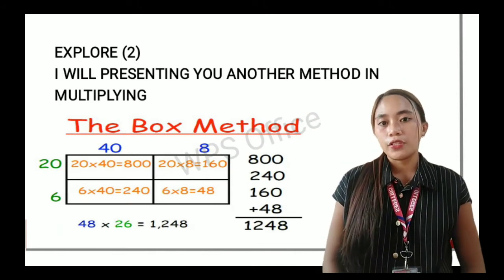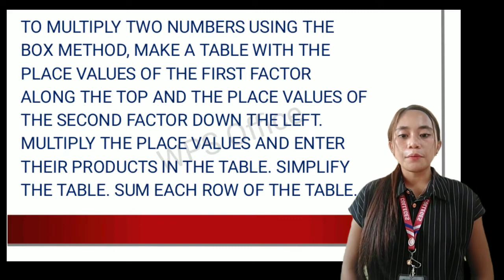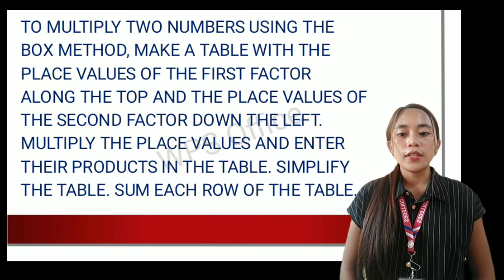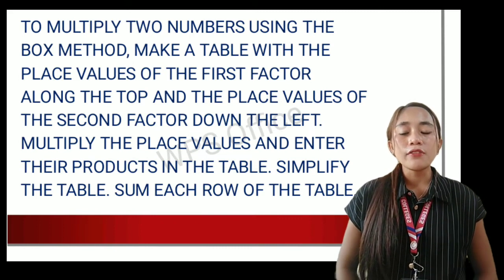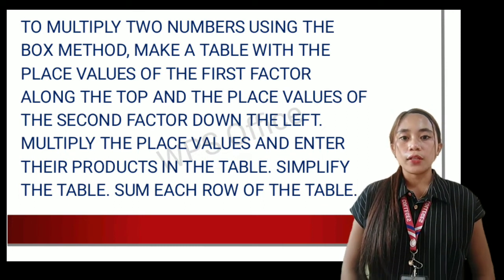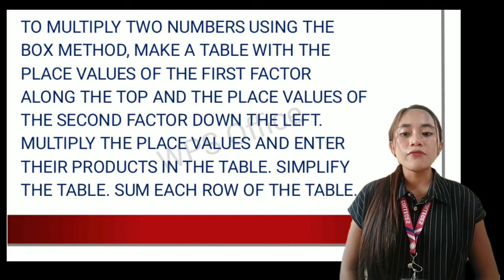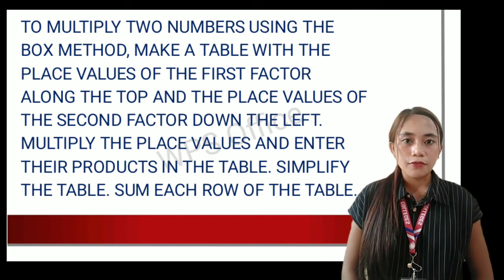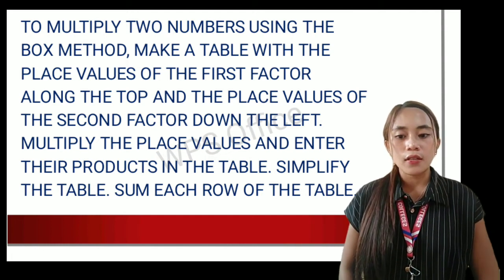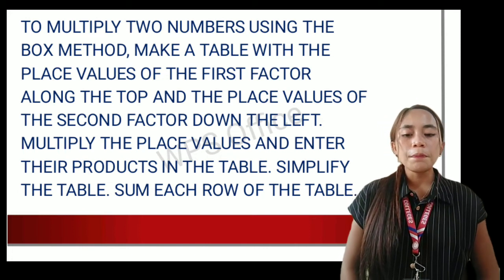1,248 ang result. To multiply two numbers using the box method, make a table with the place value of the first factor along the top. So, 40 and 8. And the place value of the second factor down the left. So, 20 and 6. Then, multiply the place value and enter the products in the table.